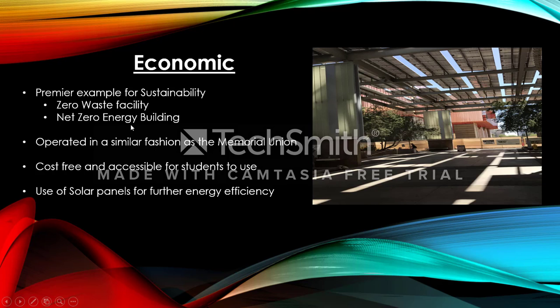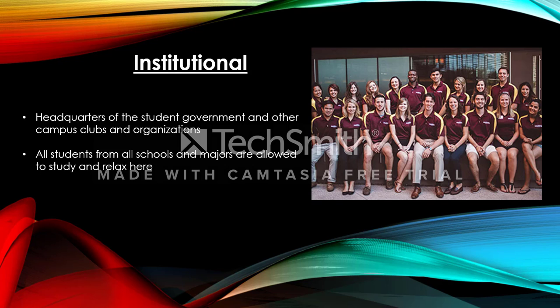So the next dimension that I'm going to talk about is the institutional dimension. The institutional dimension factors include the undergraduate student government and other student organizations that exist on campus, and I'll get into some of those in another dimension. But essentially, there's also the LGBT groups and international student groups and the like.